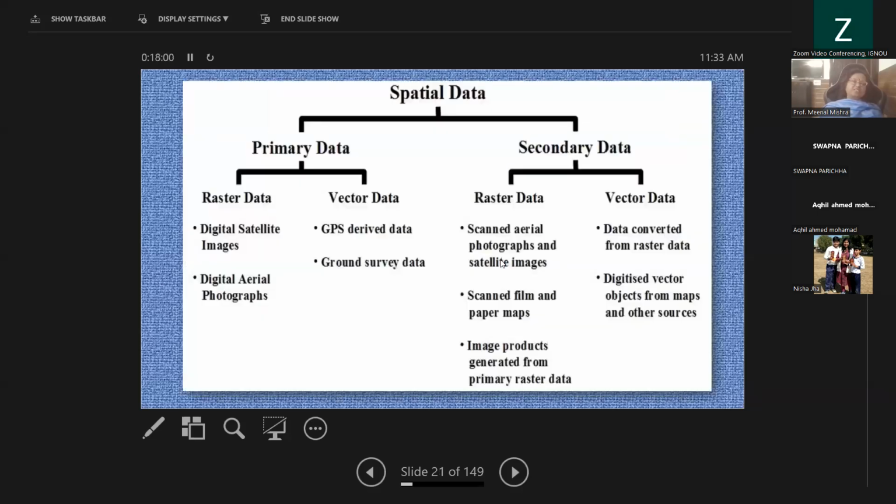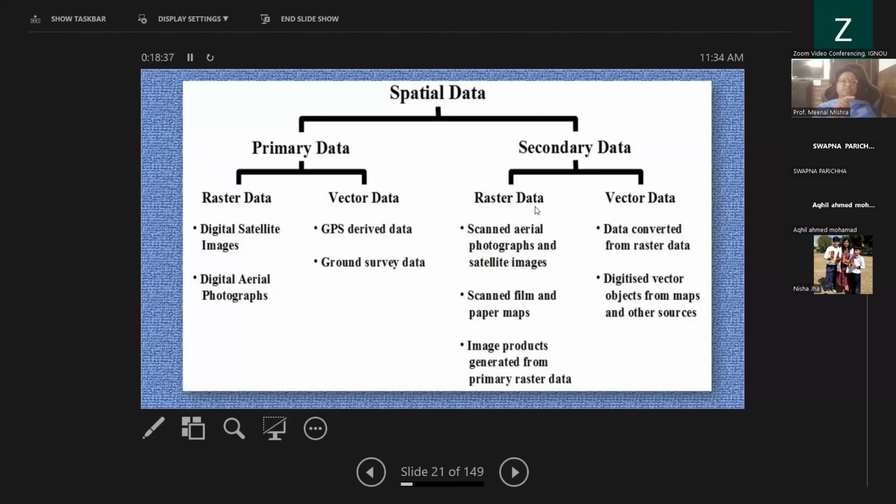Now again, spatial data. It might be confusing to you, but let me clear it. We started with primary and secondary data, and then I listed many types of data which can be spatial and non-spatial. As discussed earlier, the spatial data also has primary data and secondary data. Primary can be raster data or vector data. Secondary again can be raster data or vector data.